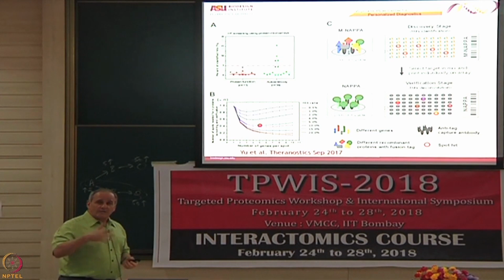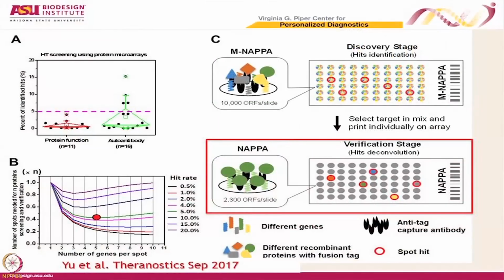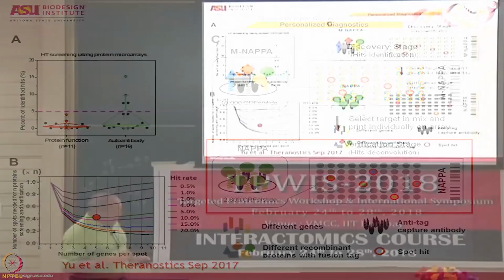It tells you which of those 5 proteins was a hit, and it confirms that it was a hit. It tells you for sure, yeah, that was real. And so that would be the strategy. Does that make sense? So we call that the deconvolution step. It's sort of verification stage and deconvolution stage.